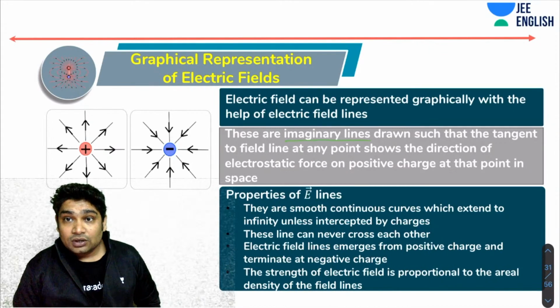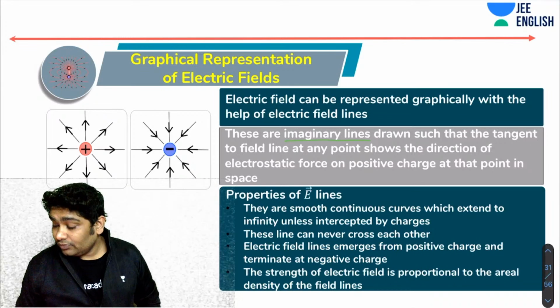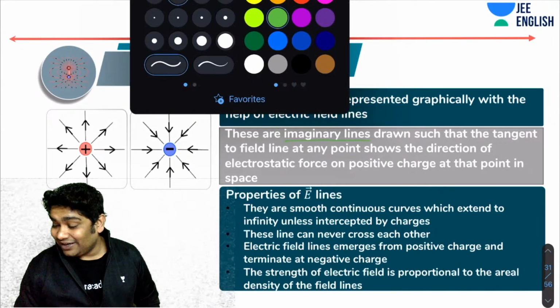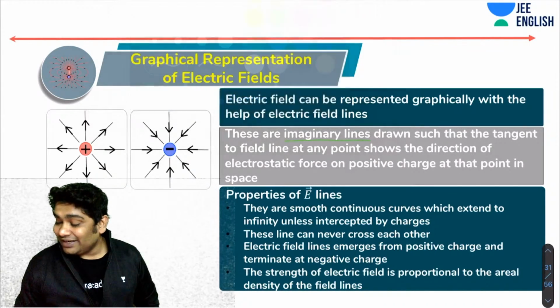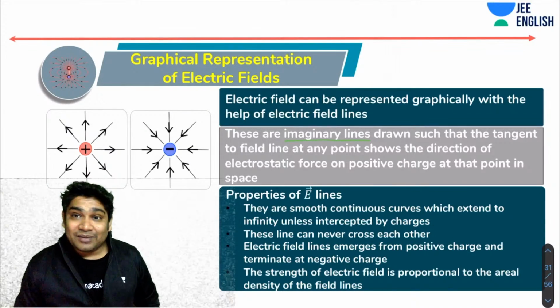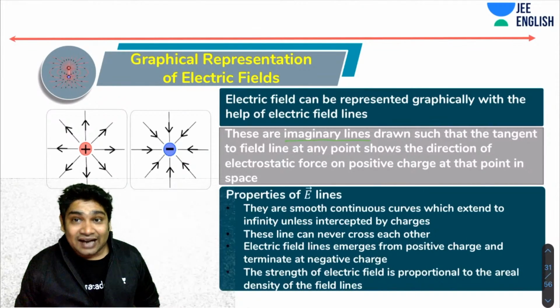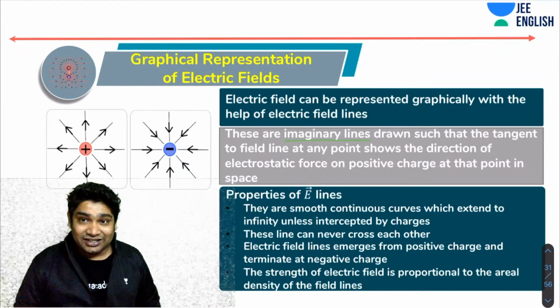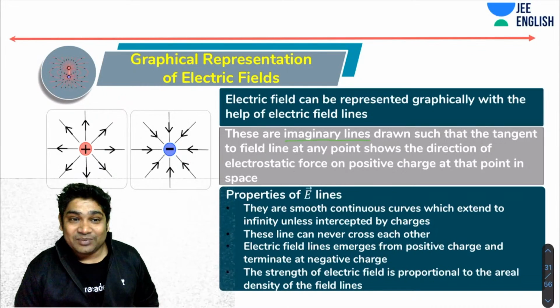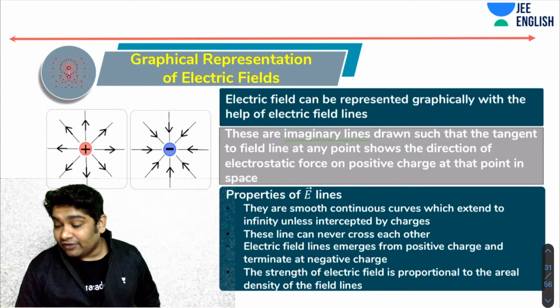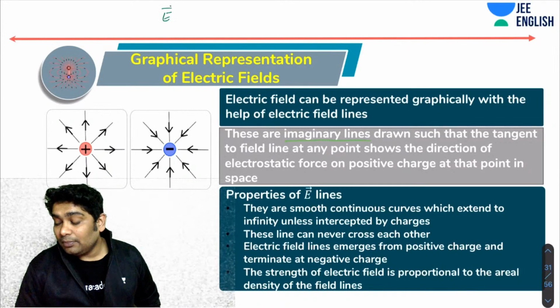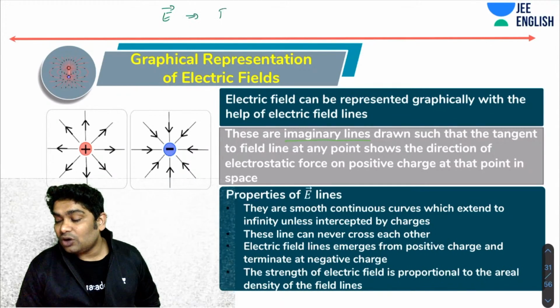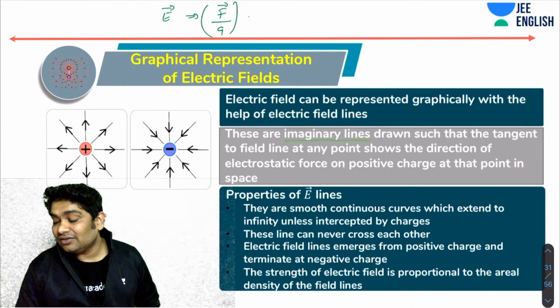Okay. Alternately, I can also mention it like this: these are imaginary lines drawn such that the tangent to the field line at any point shows you the direction of electrostatic force on a positive charge. Again, one and the same thing. When we are defining electric field, by convention it is taken as the force on a positive charge.